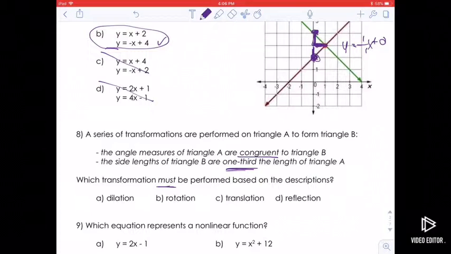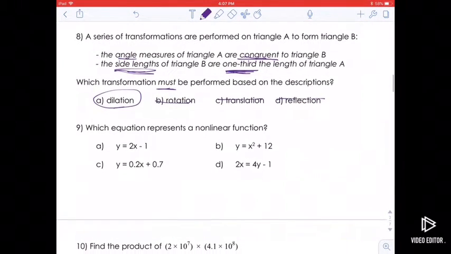So, if angle measures are congruent, that could be any one of the 4 listed below. Dilation, rotation, translation, reflection, all preserve angle measure. However, side lengths are preserved in a rotation, translation, and reflection. So if the side length was 1/3, it has to be a dilation.